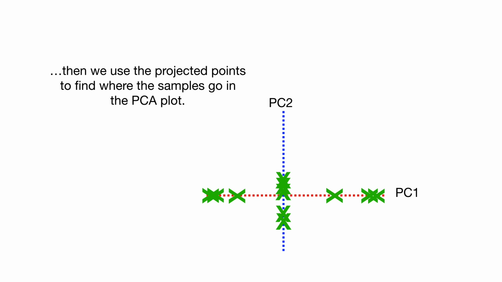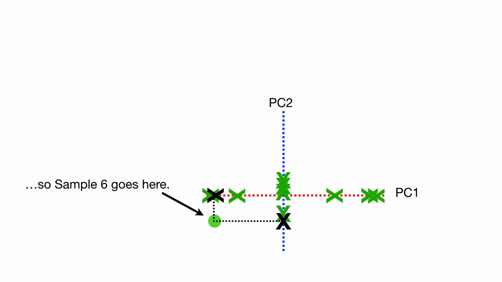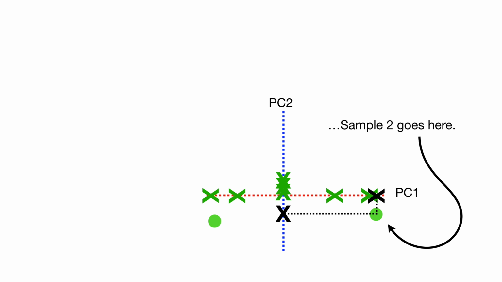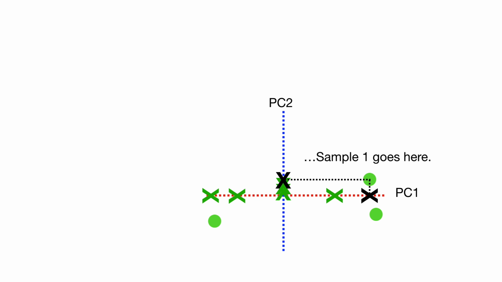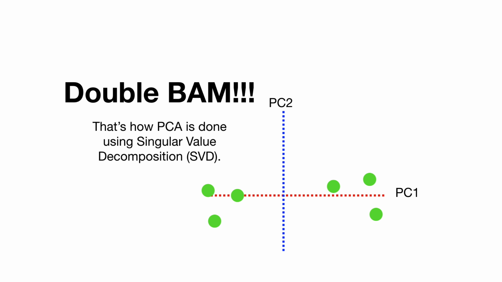Then we use the projected points to find where the samples go in the PCA plot. For example, these projected points correspond to sample 6. So sample 6 goes here. Sample 2 goes here. And sample 1 goes here. Etc. Double bam! That's how PCA is done using singular value decomposition.